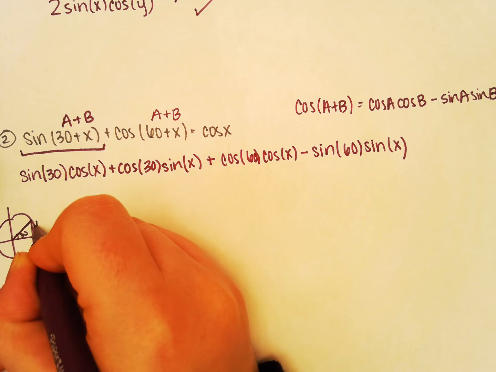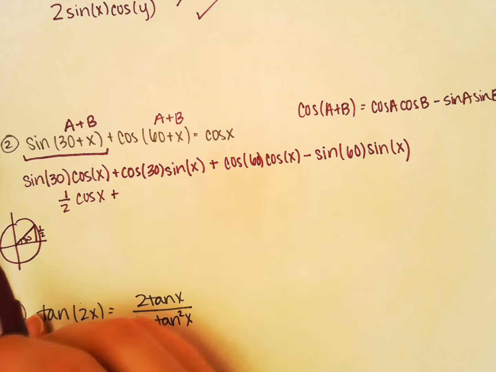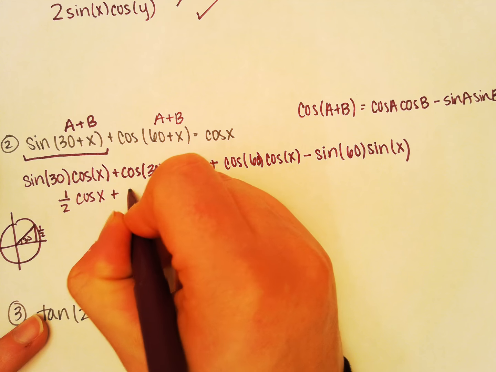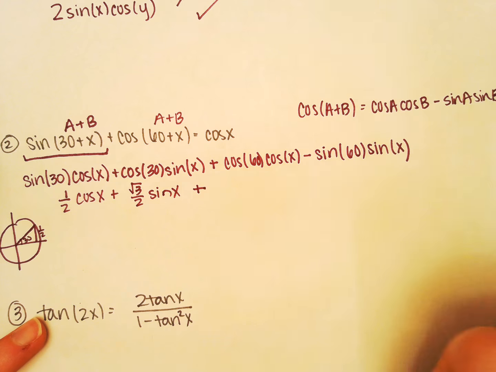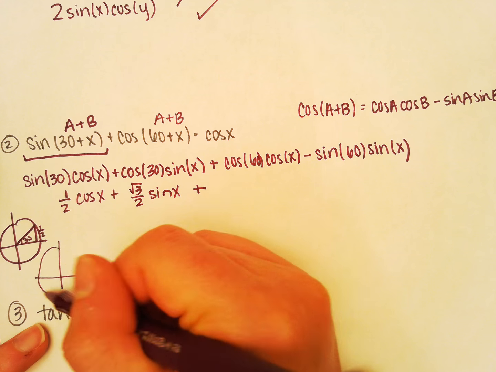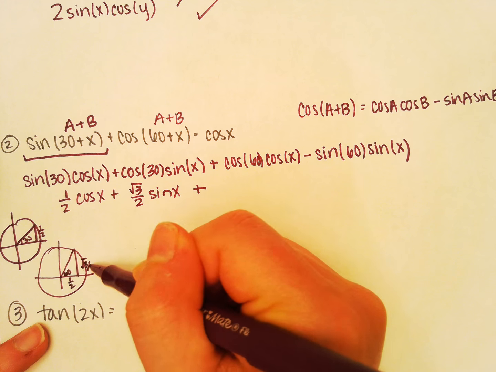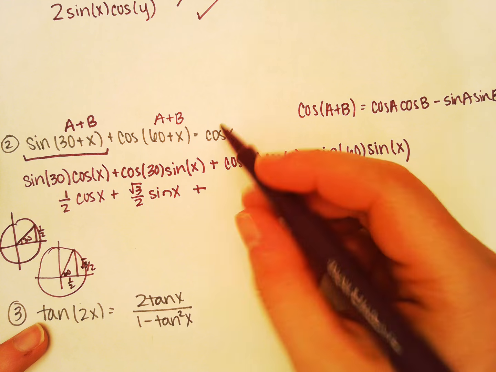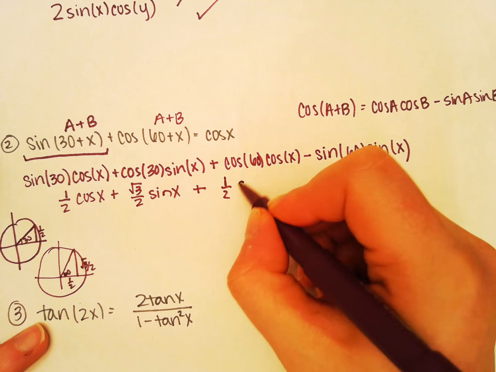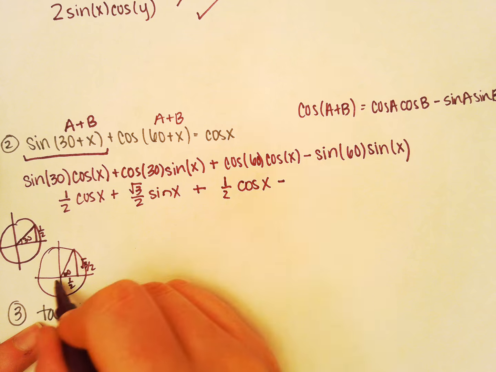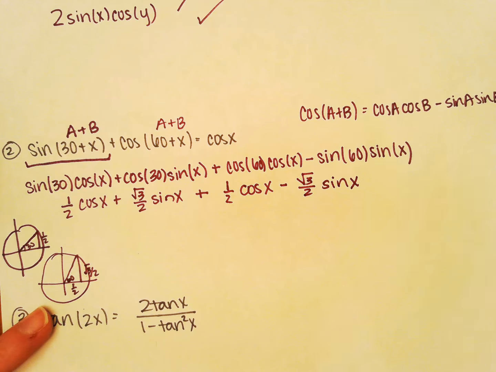So here's our 30-degree angle. Our sine is going to be 1/2, so 1/2 times the cosine of x. Our cosine value is this side, which is √3/2, times the sine of x, plus a 60-degree reference triangle. It looks like this. We have 60 degrees, this is 1/2, this is √3/2. So our cosine of 60 is 1/2, because it's talking about this x value, times the cosine of x, minus the sine of 60, which is √3/2, times sine x.